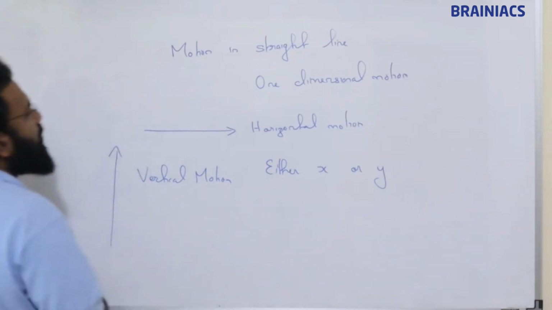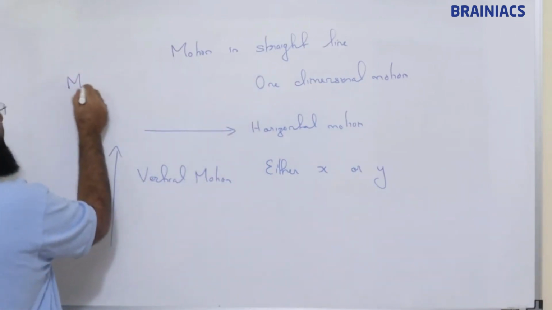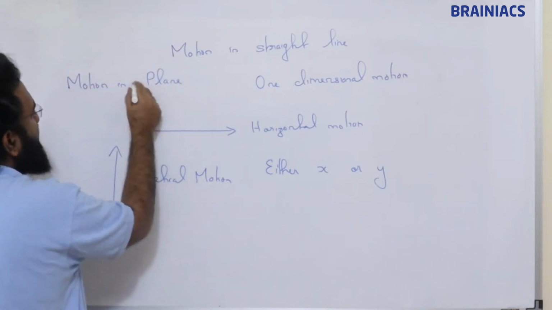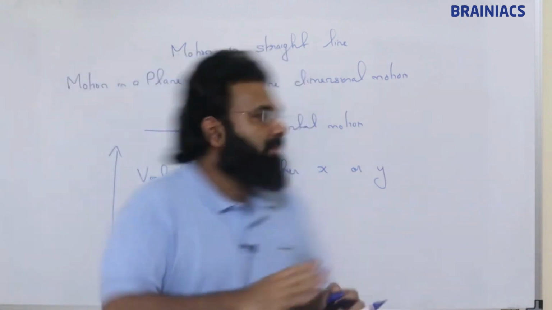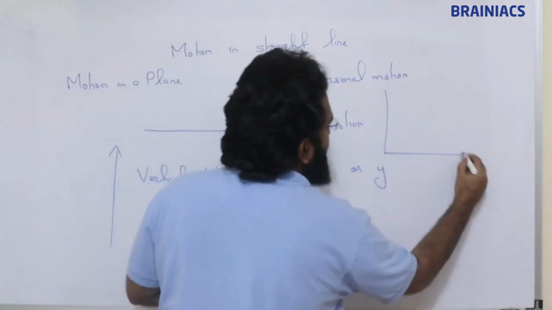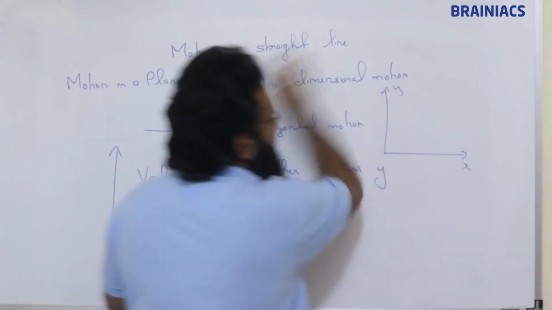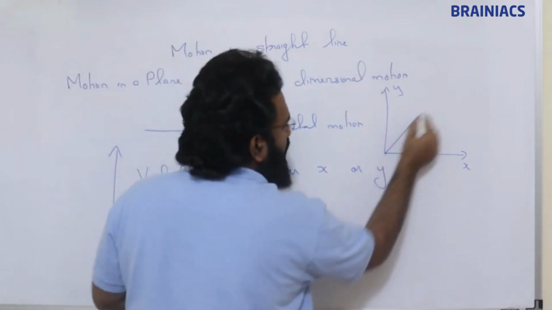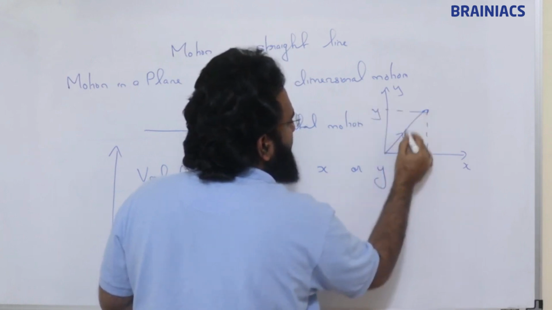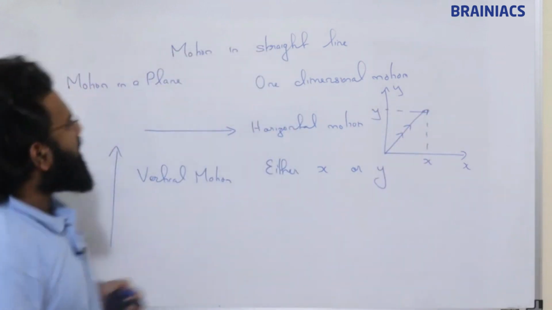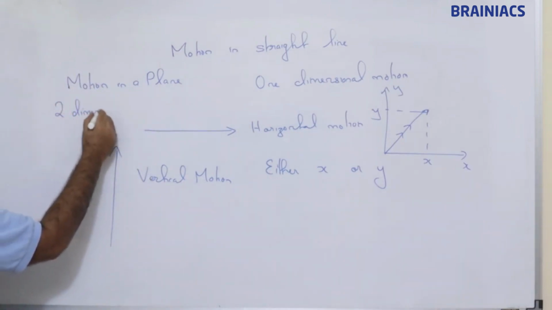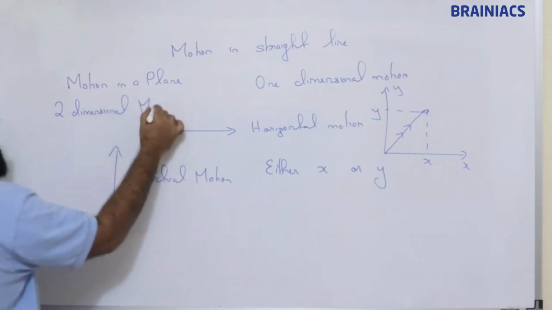So instead of motion in a straight line, here we will be studying motion in a plane. Motion in a plane means this board is a plane. We draw x-axis and y-axis in a plane. If something is moving like this, x is also changing, y is also changing. Clear? So we call it motion in a plane or two-dimensional motion.